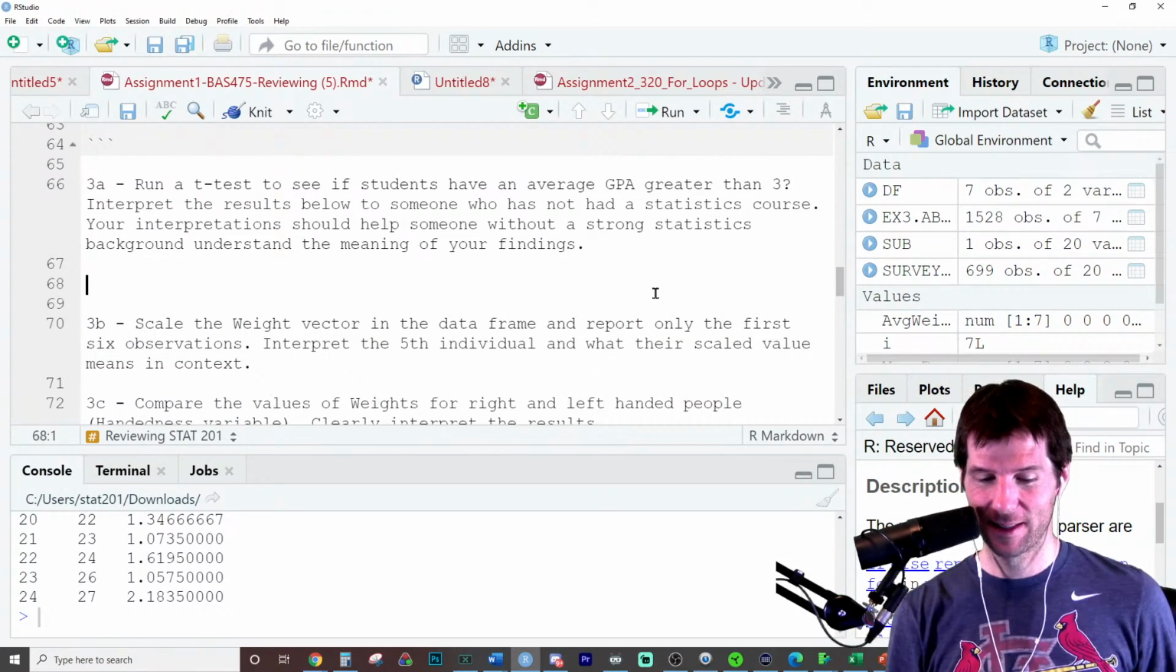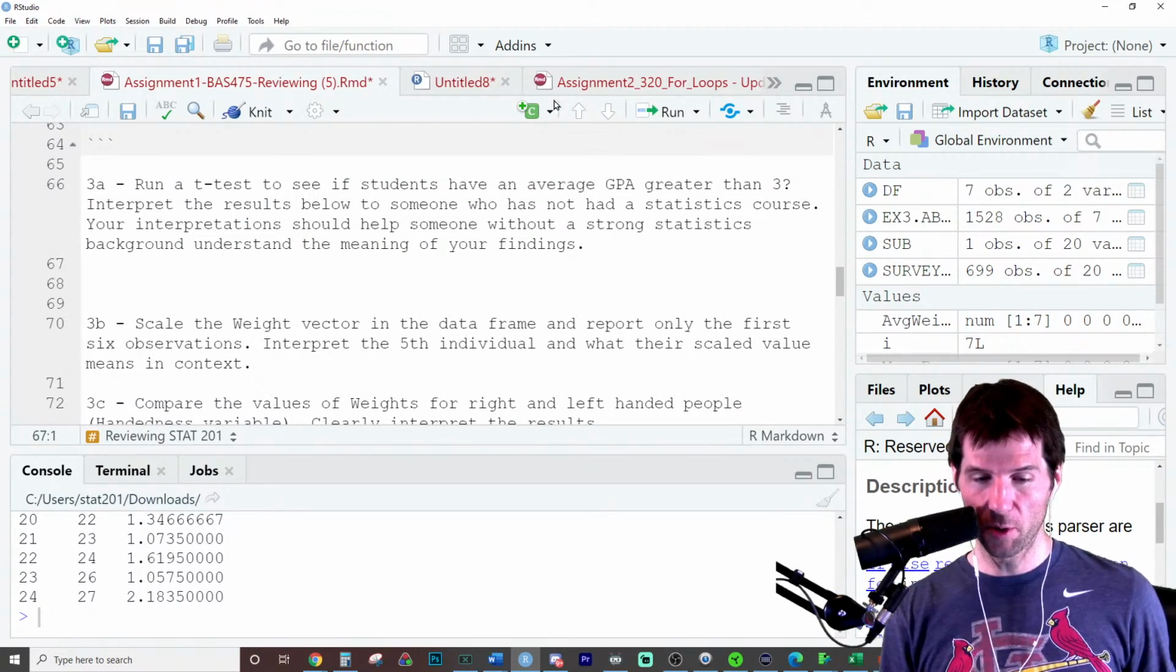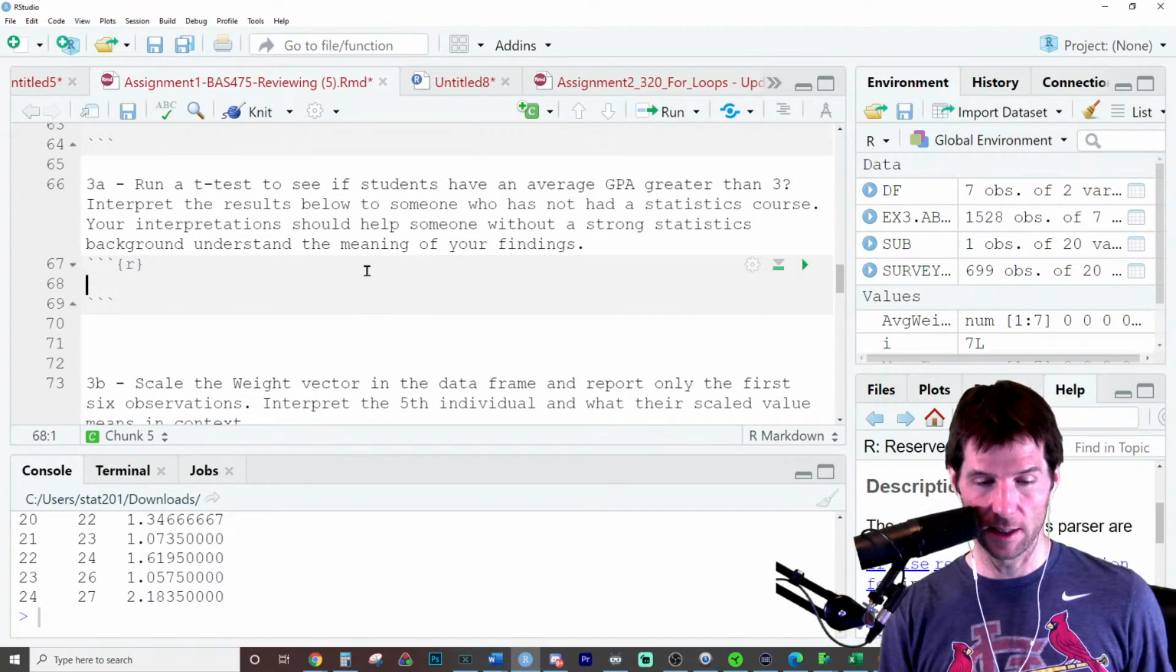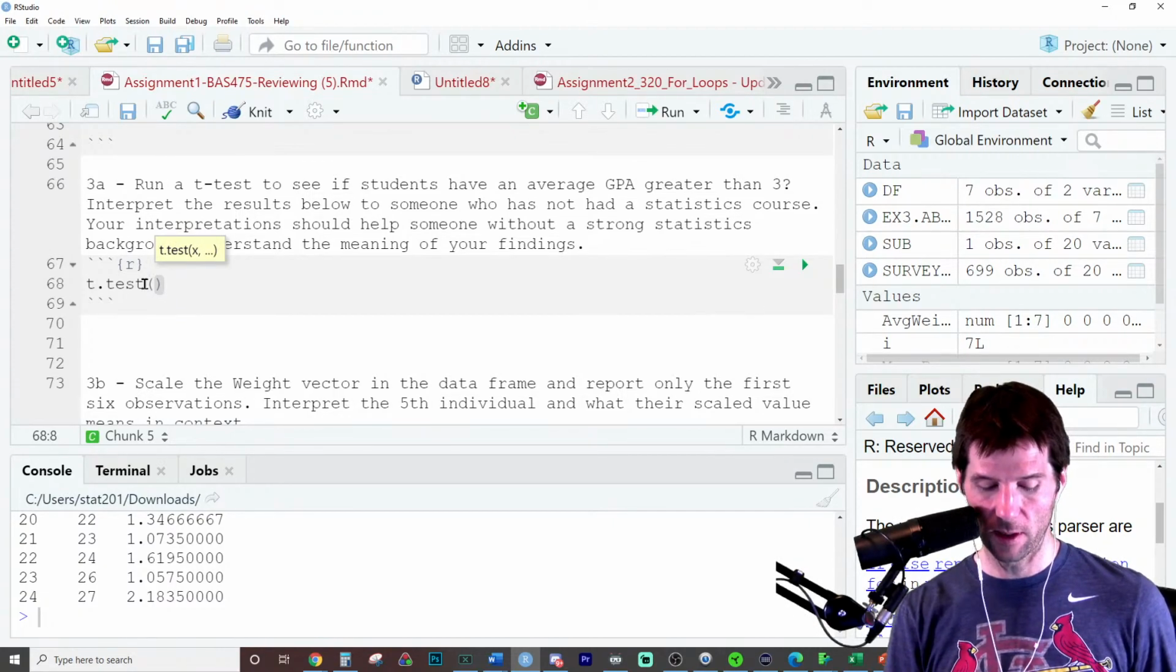So the t-test, which we're actually going to be doing in 201, is a very important test. Let's interpret a t-test. When you run a t-test, the way a t-test works, it's basic stats.